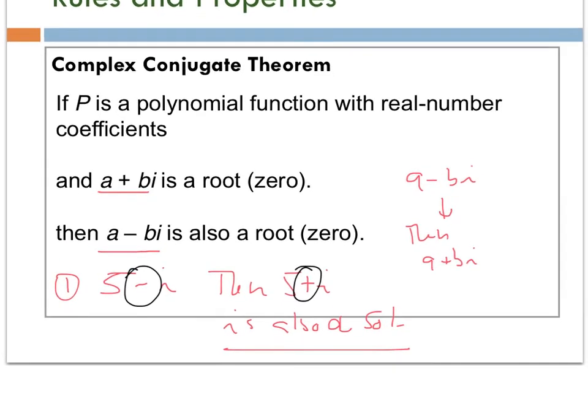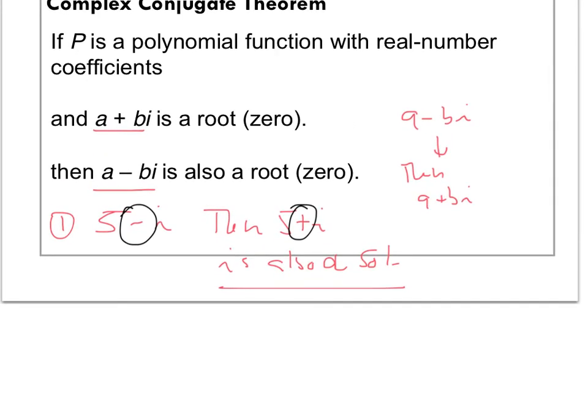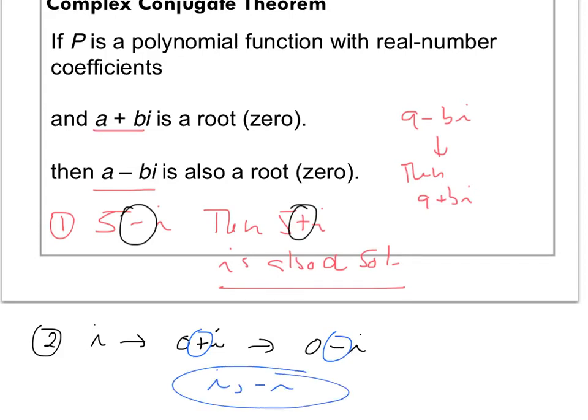So another quick one that kind of catches folks is if i is a solution, we have to think of it as 0 plus i. Then we can conclude that 0 minus i is also a solution. But we would just say i and negative i. We wouldn't put the 0 in front.